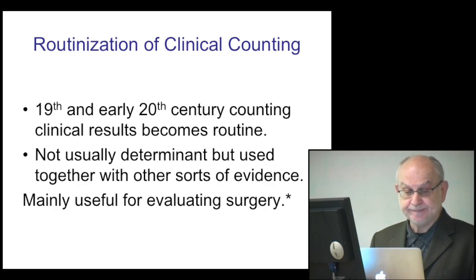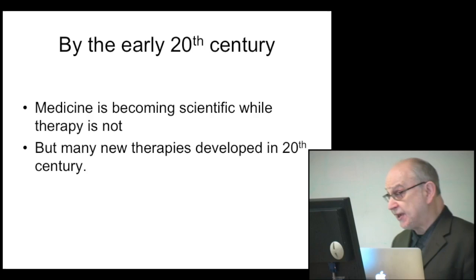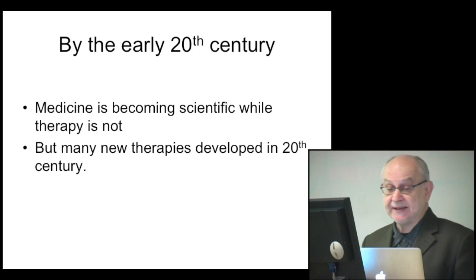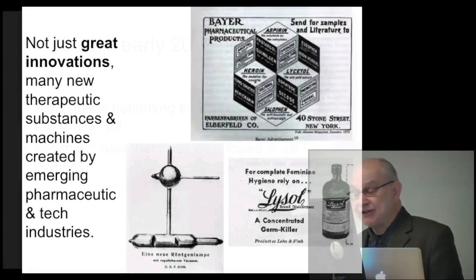By the early 20th century, problems began to accumulate. Medicine was becoming much more scientific, but therapy was not. And making that worse was the fact that many, many new therapies were being developed in the early 20th century. Some of these were great innovations, like diphtheria antitoxin and insulin. But many of them were not.